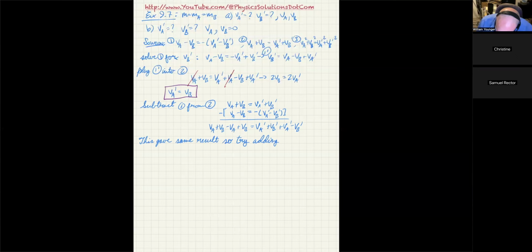And it's a little easier to add them. You look at the left-hand side and the left-hand side, forget about the negatives. I get left-hand side is VA plus VB of equation 1. And then plus equation 2 would be plus VA minus VB. And then the right-hand side has VA prime plus VB prime. That's from equation 1. But now I'm going to add to it negative VA prime and positive VB prime.